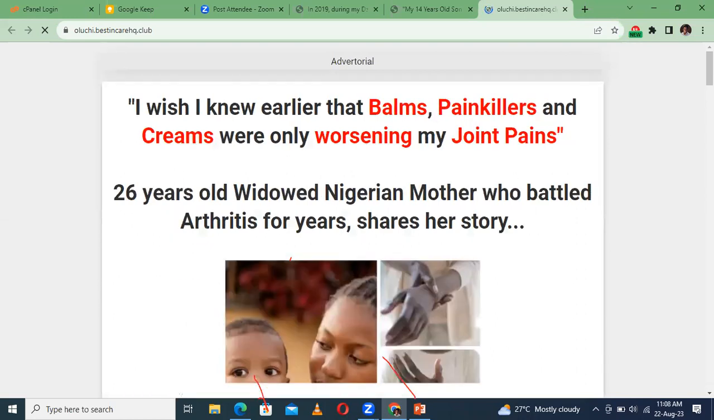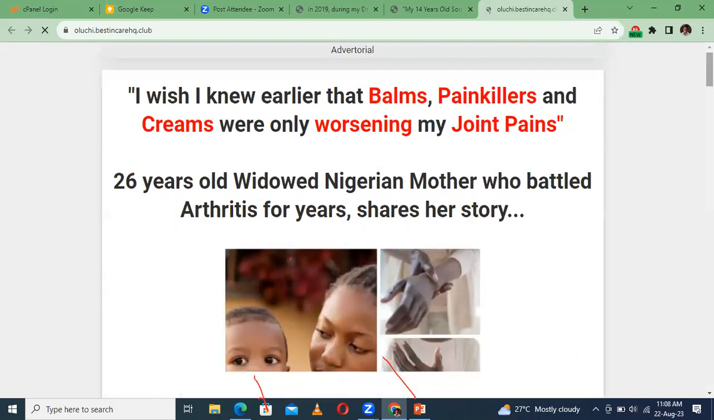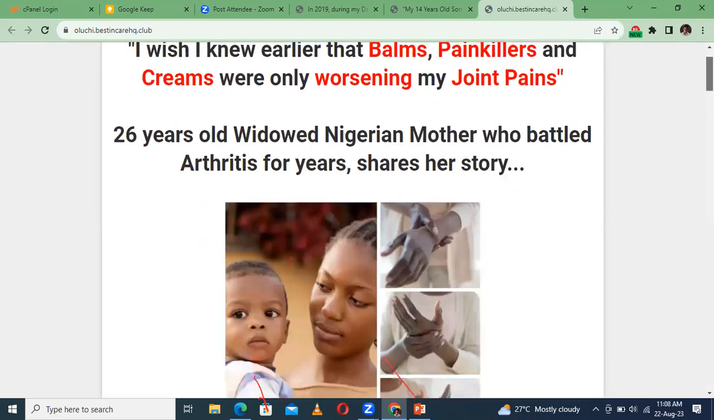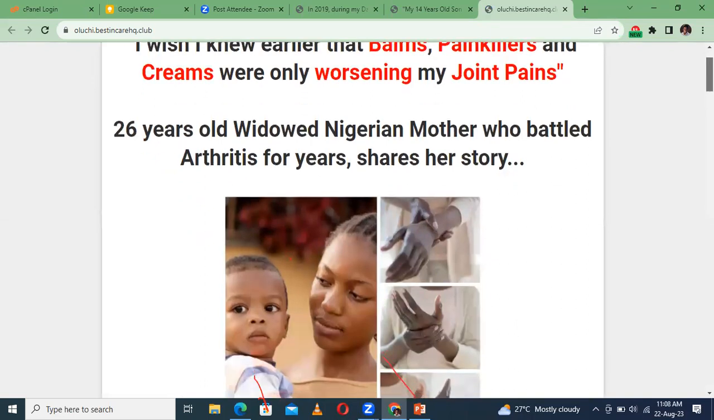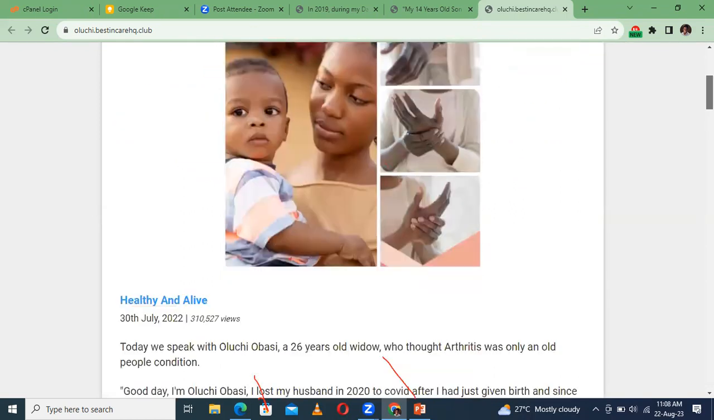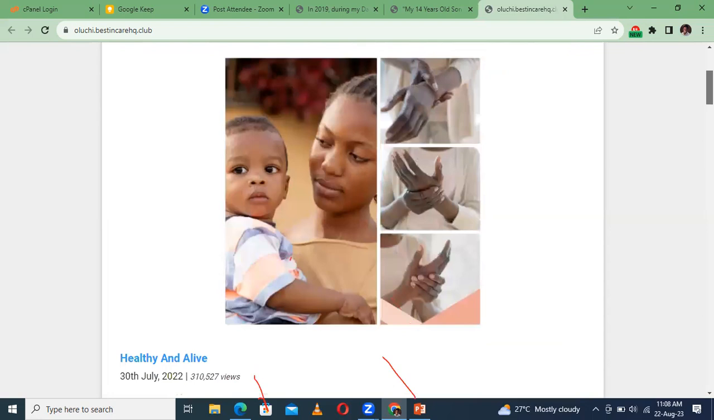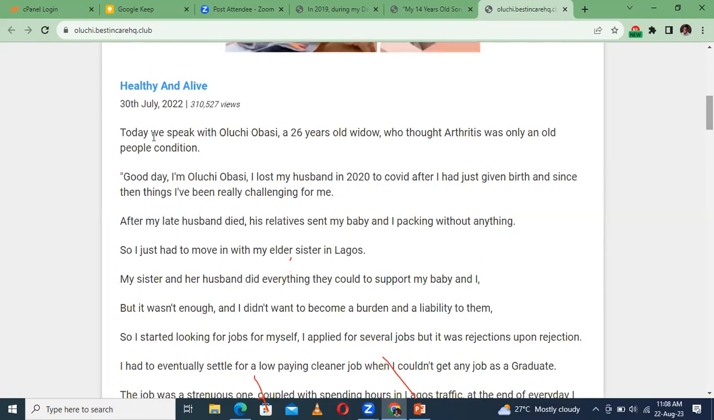Good. So, I wish I knew earlier that balms, painkillers, and creams only made my joint pain worse. 26 years old widow Nigerian mother who battled with arthritis for years shares her story. So now, number one step, a catchy headline, we have that. Short introduction, let's go on.